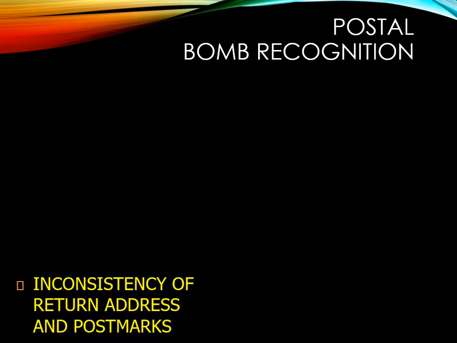So, inconsistency between the return address and the postmark. The return address and postmark may be different if there is a return address. For example, the return address may indicate a place in Oregon, whereas the postmark may prove that the envelope was actually mailed from Frankfurt, Federal Republic of Germany.